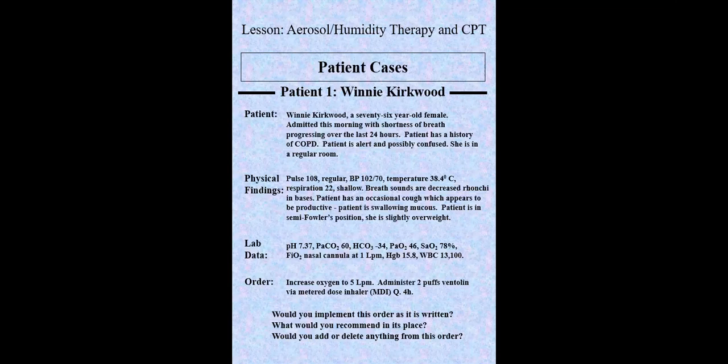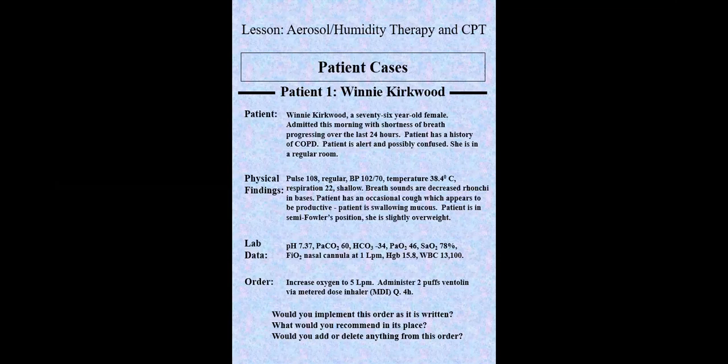Laboratory data, so we get some blood on it. We got an ABG. ABG says 7.37, CO2 of 60, bicarbonate 34, PaO2 46. She's sat in 78%, on nasal cannula at 1 liter per minute. Her hemoglobin is 15.8. White blood count is 13,100. Okay? Now, so think about all those things that you just learned about her.